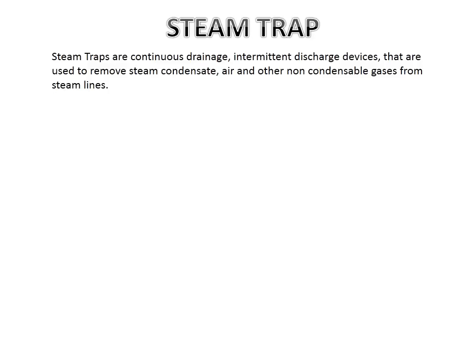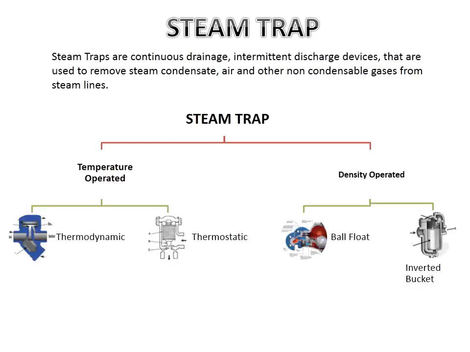Now coming to the classification of steam traps. These are either temperature operated or density operated. The density operated steam traps are also called mechanical steam traps. They work on the principle of density difference between the steam and the condensate. They come in two types, ball float type and the inverted bucket type.